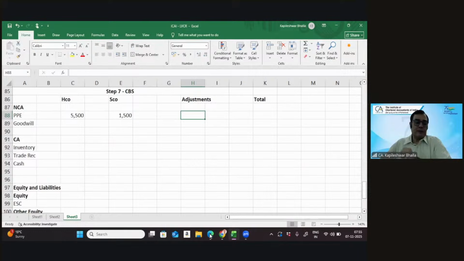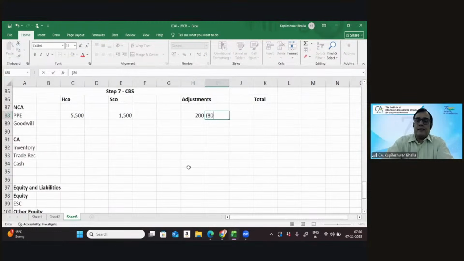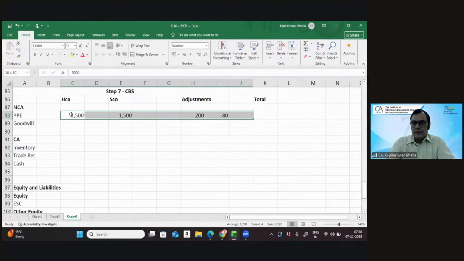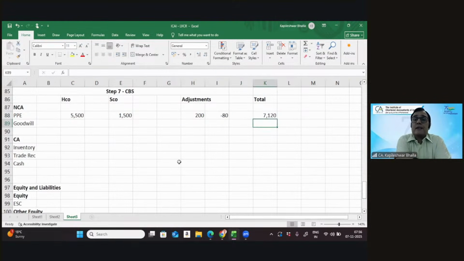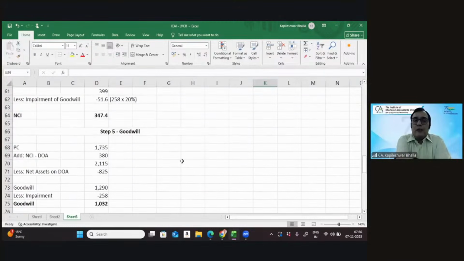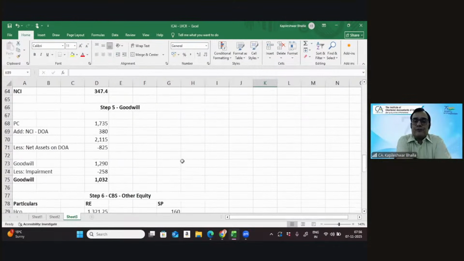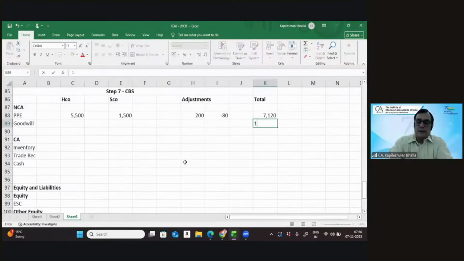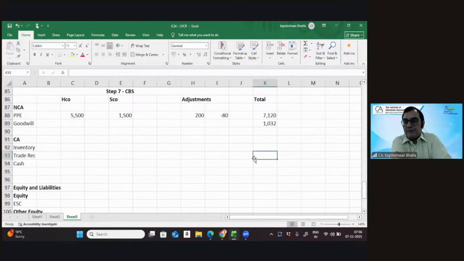So in terms of the property, plant, equipment, the further adjustments to be taken, yes, that would be the fair value adjustments, additional depreciations, great. So I think the fair value adjustment was to the extent of 200 and the additional depreciation was 80, I guess. That's correct. So with this, we can get the information. So let's get the total under this case. And as far as the goodwill is concerned, go back and the goodwill is appearing to the extent of 1032. That's picked up from the steps.